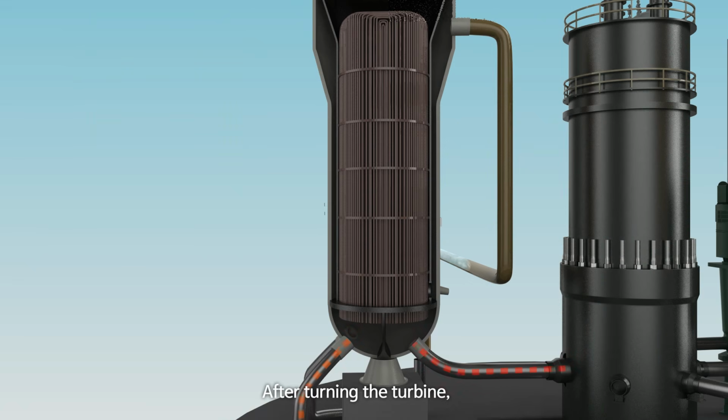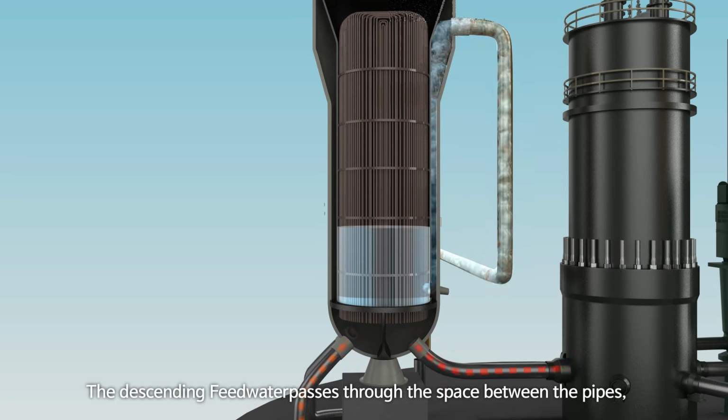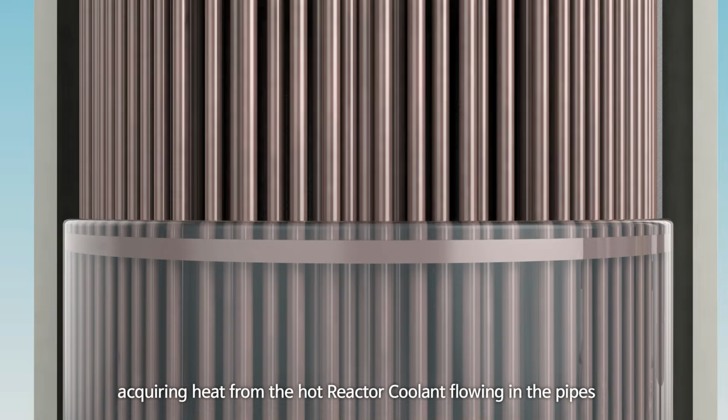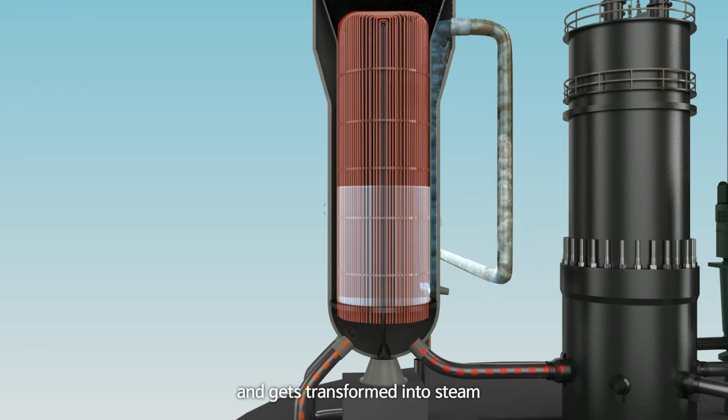After turning the turbine, the condensed feed water re-enters the steam generator through a sideline and moves downward. The descending feed water passes through the space between the pipes, acquiring heat from the hot reactor coolant flowing in the pipes, and gets transformed into steam.